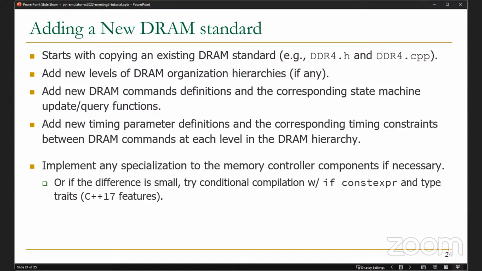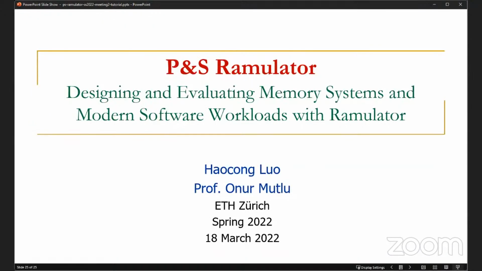For a more detailed walkthrough of how you can add the DDR5 standard based on the existing implementation in Ramulator for DDR4 and the common memory controller logic, you can take a look at the README of the Ramulator repo. Yep, and that's all for my Ramulator tutorial. If you have any question, please feel free to ask.